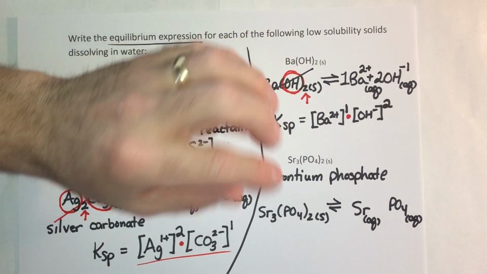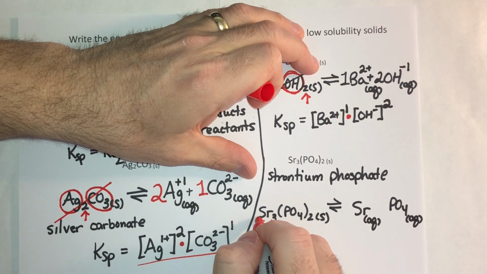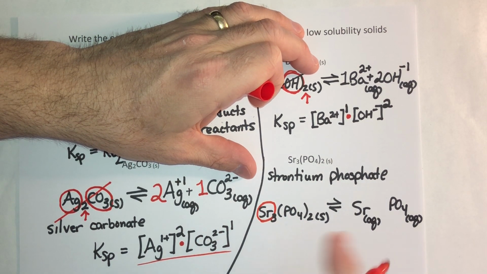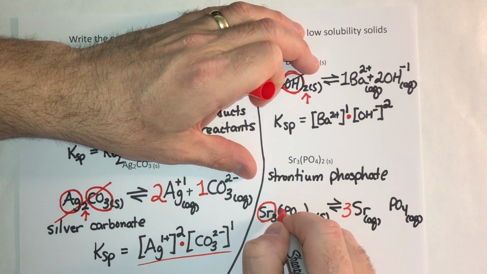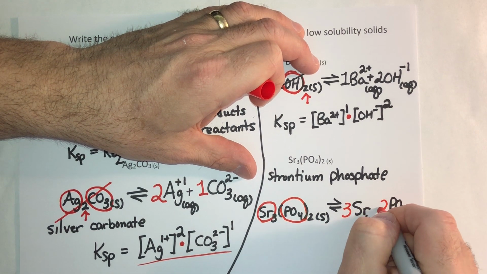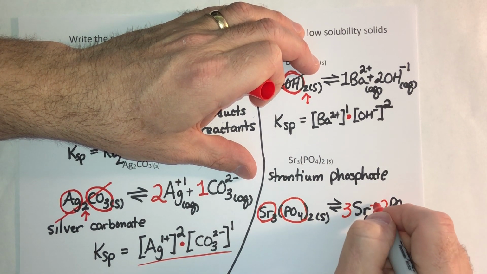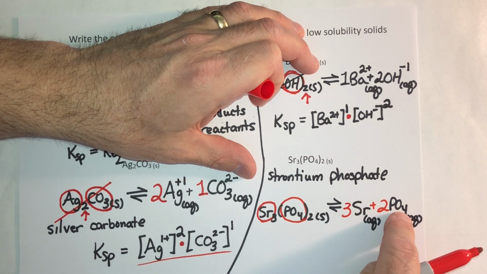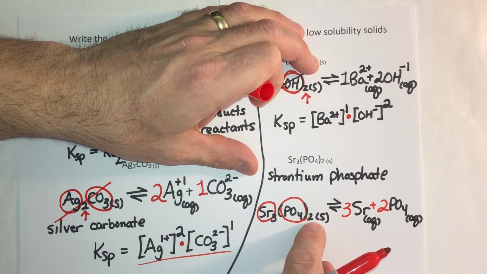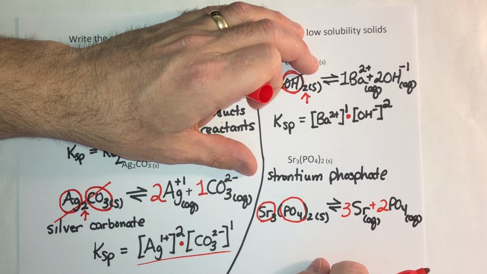So if I look at this here, here's my strontium. How many strontiums did I have? 3. Here's my phosphate, here's my PO4. How many phosphates do I have? 2. So I have 3 strontiums and 2 phosphates, right? The little 3 next to strontium tells me I got 3 of them. A little 2 next to the phosphate tells me I got 2 of those.